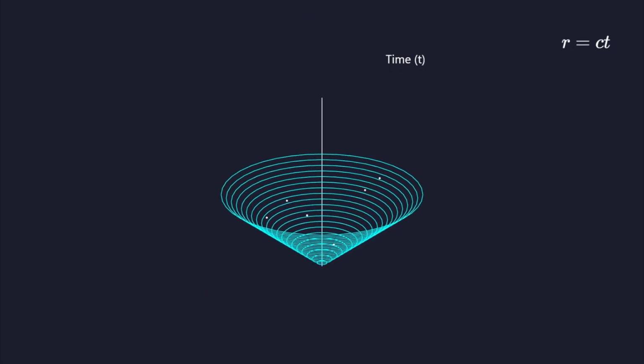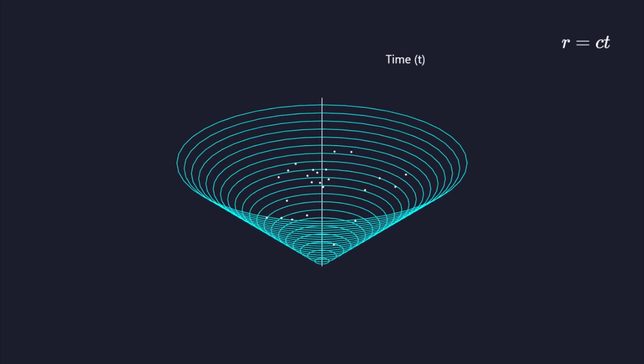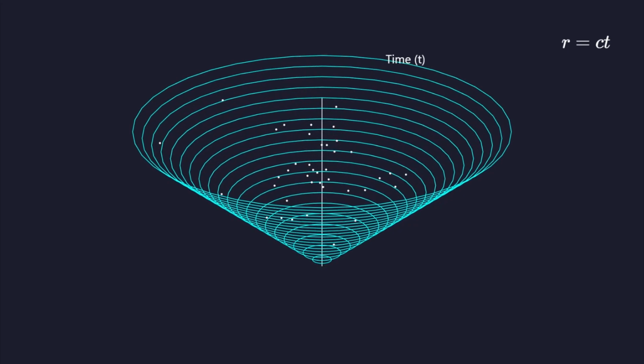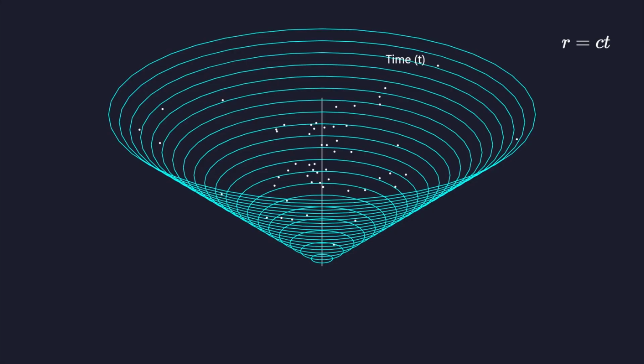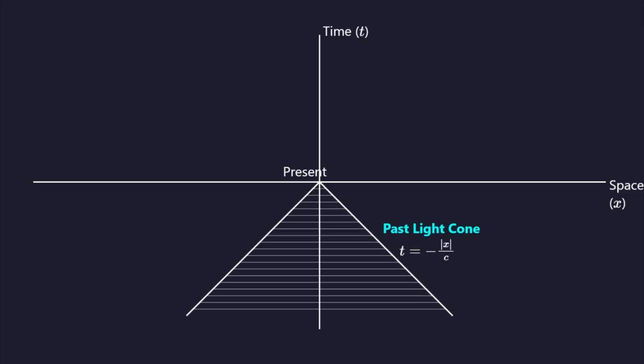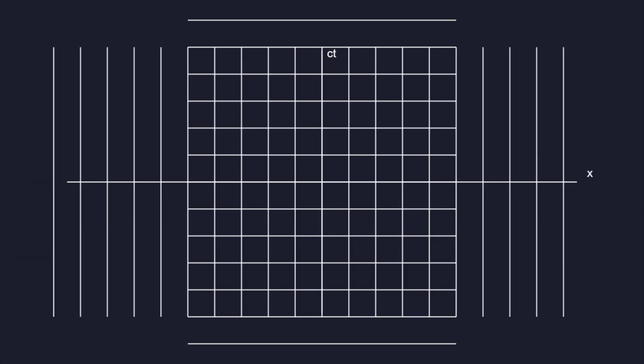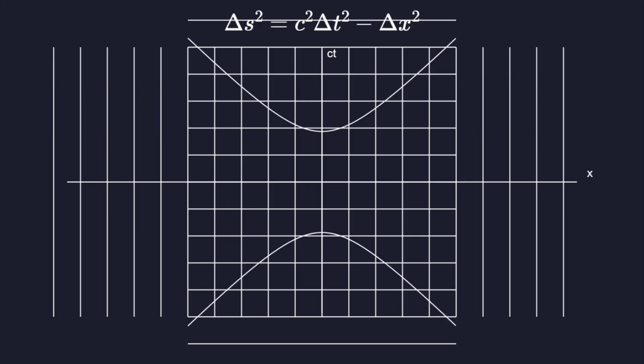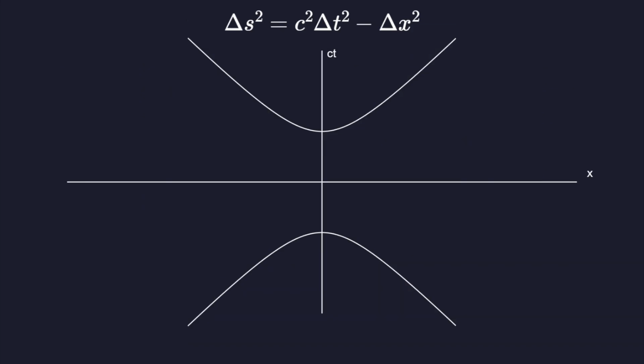The upper half of the structure is the future light cone. It contains every event that can be influenced by your current position. The slope of the cone's edge is determined by the speed of light, our cosmic asymptote. The lower half is the past light cone, representing every event that could have influenced your present moment. Any event outside this cone is causally disconnected from you because light has not had enough time to bridge the distance. The space-time interval is a mathematical quantity that remains invariant for all observers.